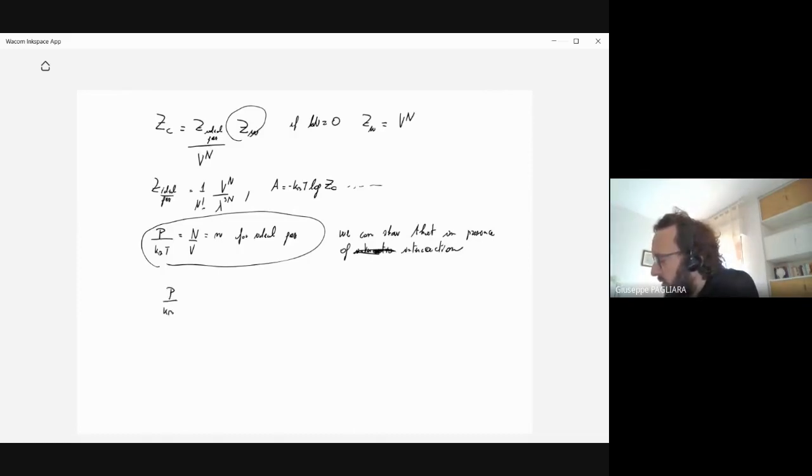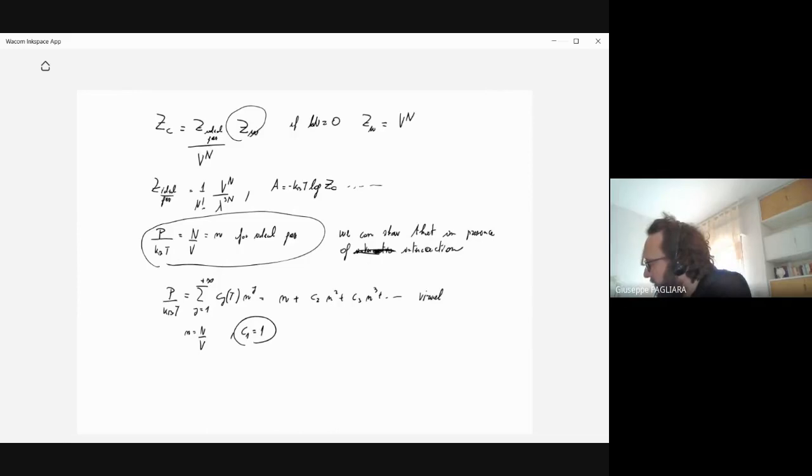P divided by kBT is equal to the sum from j=1 to plus infinity of Cj(T) times n to the power of j, where n is the density, with C1 set to 1, is just n plus C2 n squared plus C3 n cubed plus etc. This is called the virial expansion of the equation of state.